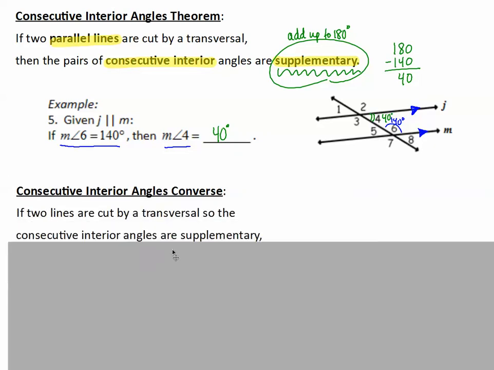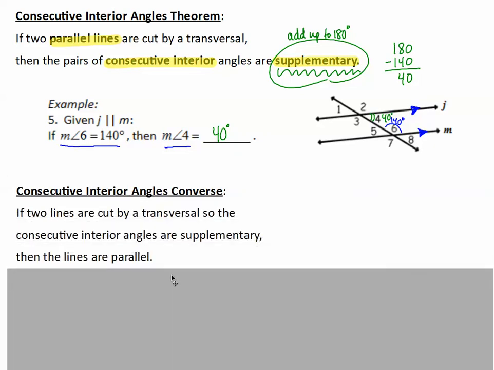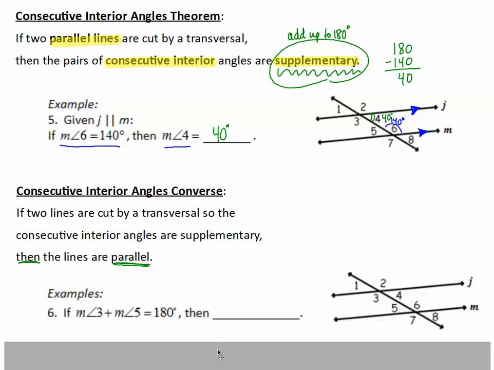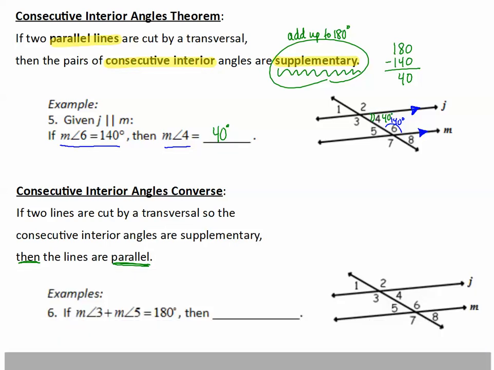Let's check out the converse of that theorem. Consecutive interior angles converse. If two lines are cut by a transversal, so the consecutive interior angles are supplementary, then the lines are parallel. Again, the lines must be parallel. Let's see how that works in an example. Notice we're starting right away with angles.